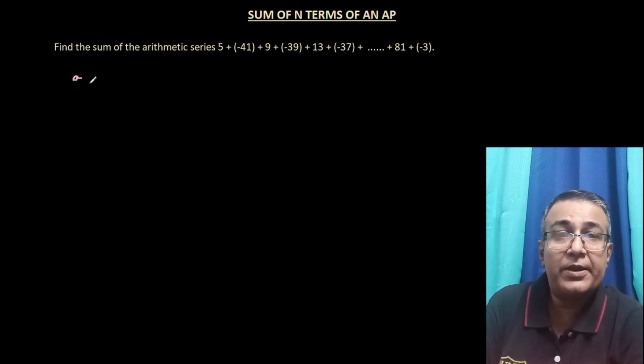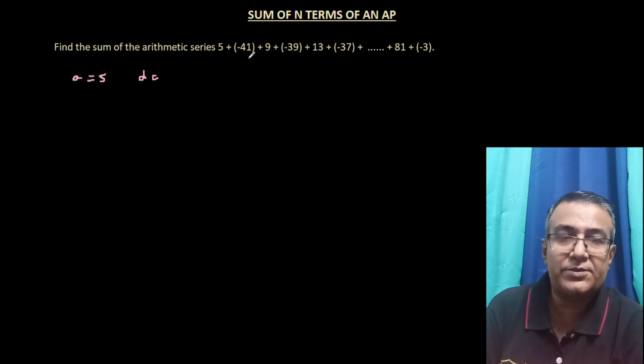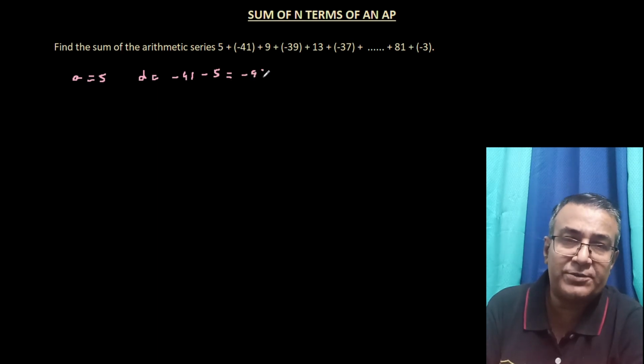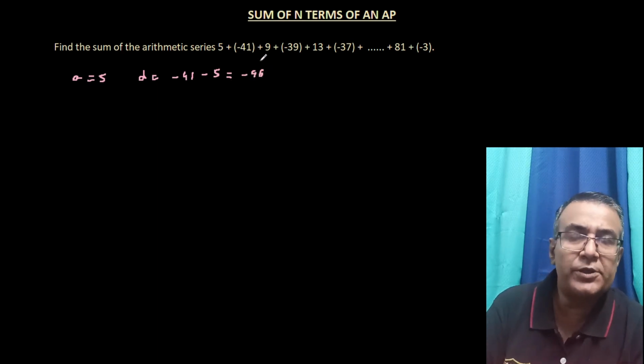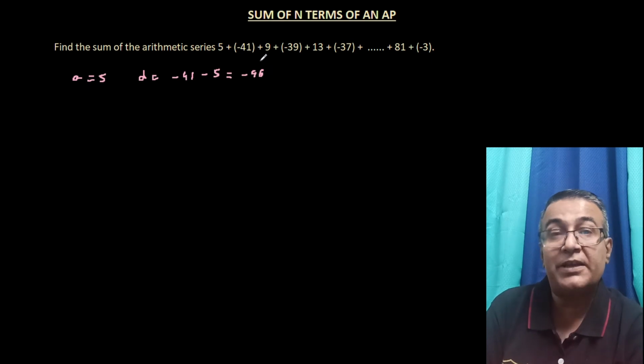So straight away from here we can find out that A, our first term, is 5. The common difference is going to be the second term minus the first term. So second term is negative 41. We subtract from it the first term, which is 5, so that gives us negative 46. But it is going to be the same as the third term minus the second term.